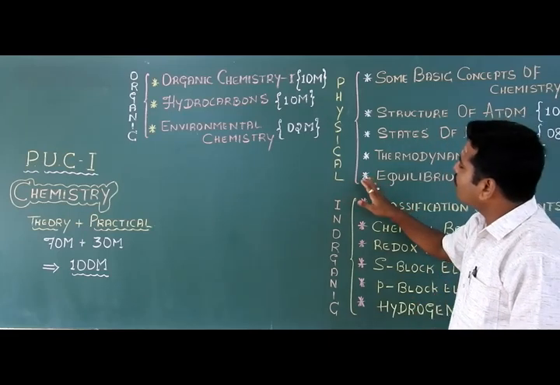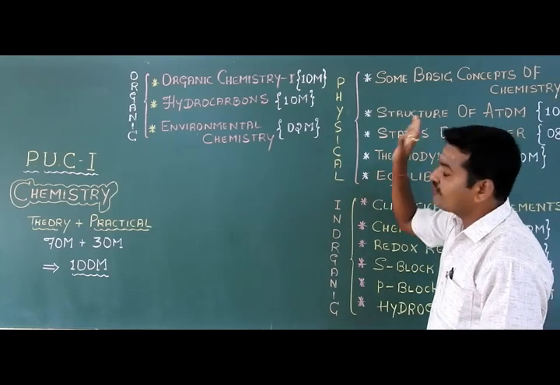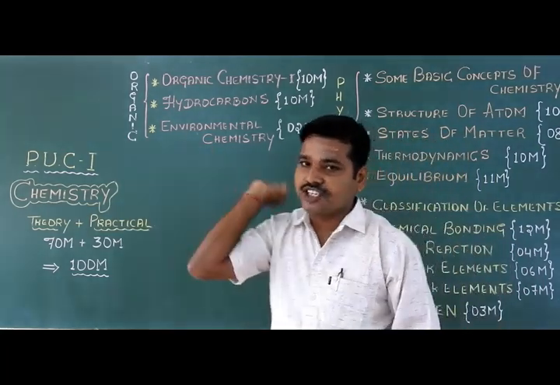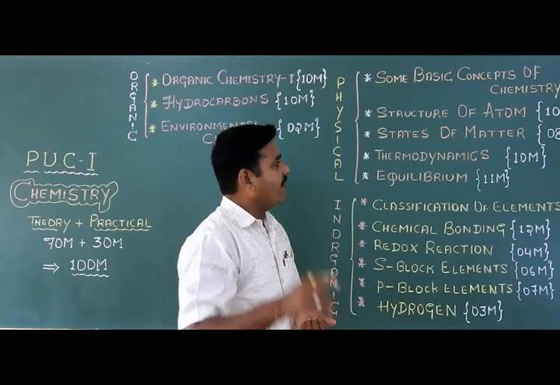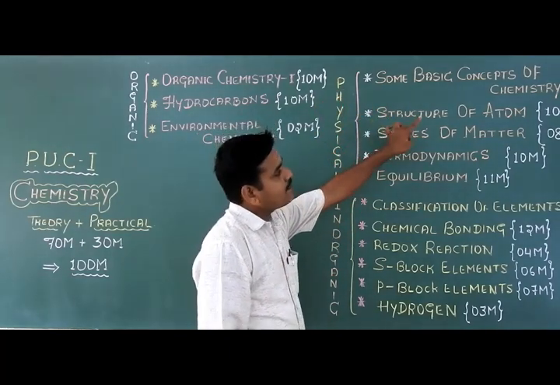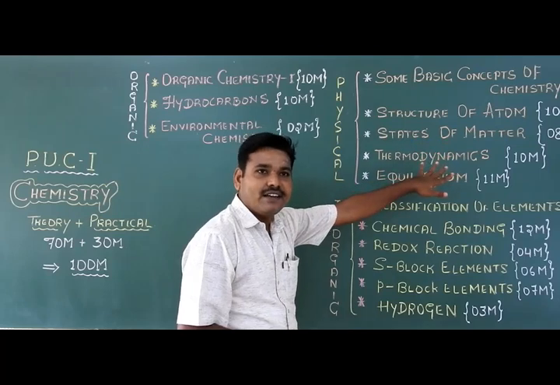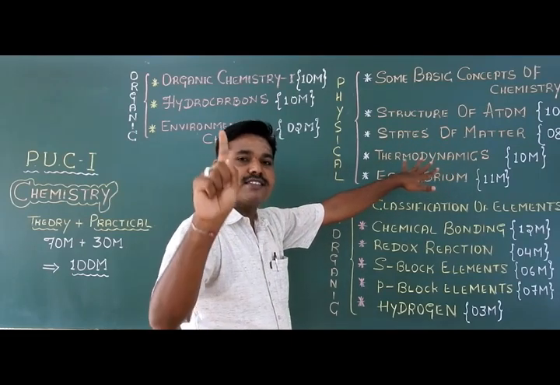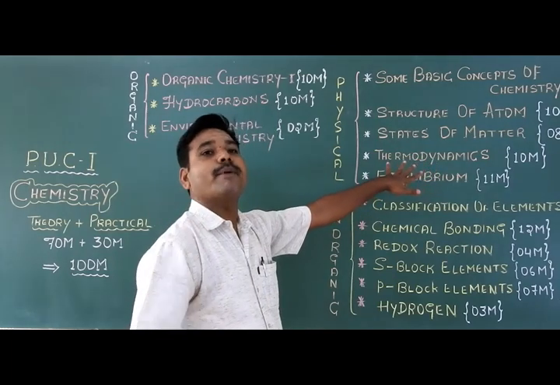Out of 14 lessons, nearly 5 lessons come under physical chemistry. That means 5 lessons belong to the physical section. The first lesson, a very important lesson, is Some Basic Concepts of Chemistry. Listen, the first chapter in the physical section is Some Basic Concepts of Chemistry.